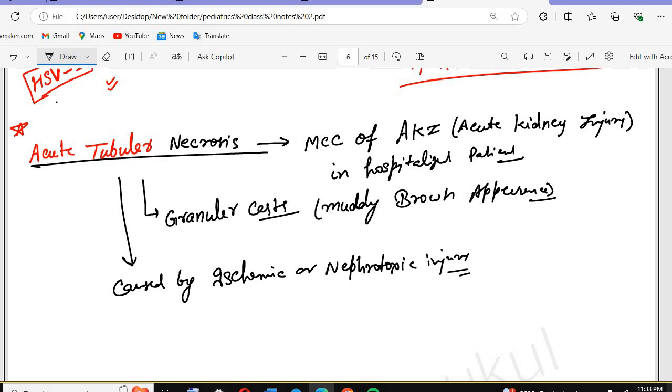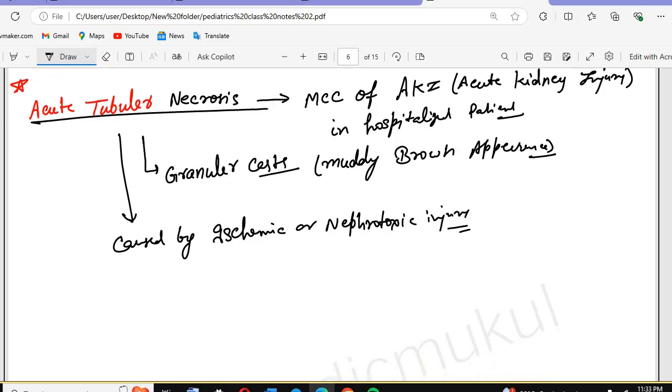So here ischemic means, for example, if there is a decrease in the renal blood flow, that will lead to the death of the tubules, and the death of the tubules is responsible for the necrosis of the tubules. The necrosis of the tubules is what? There will be decreased oxygen supply, and once the oxygen supply decreases, the tissue or the cell or any of the organs will be damaged, and finally they will end up with necrosis. The necrosis is what? That is the cell death phenomenon.